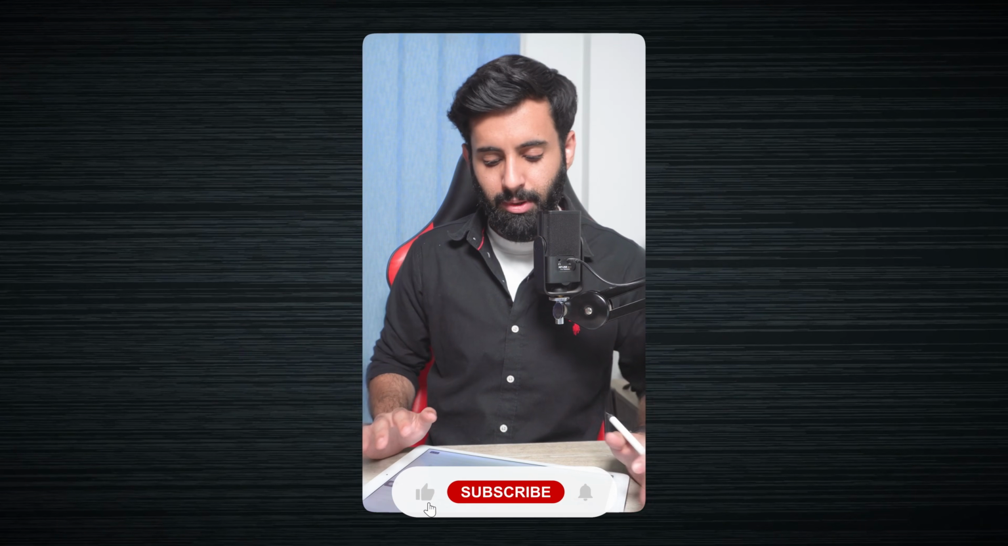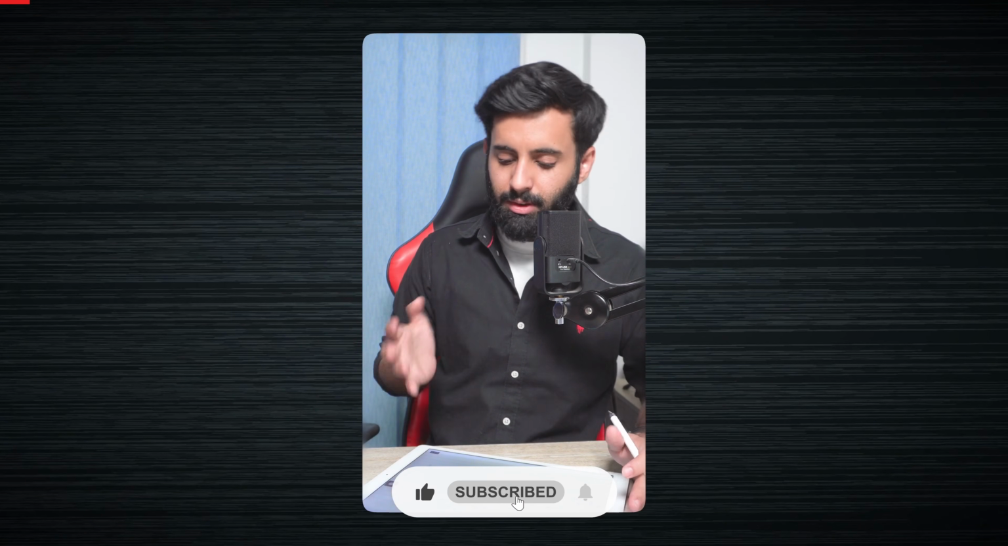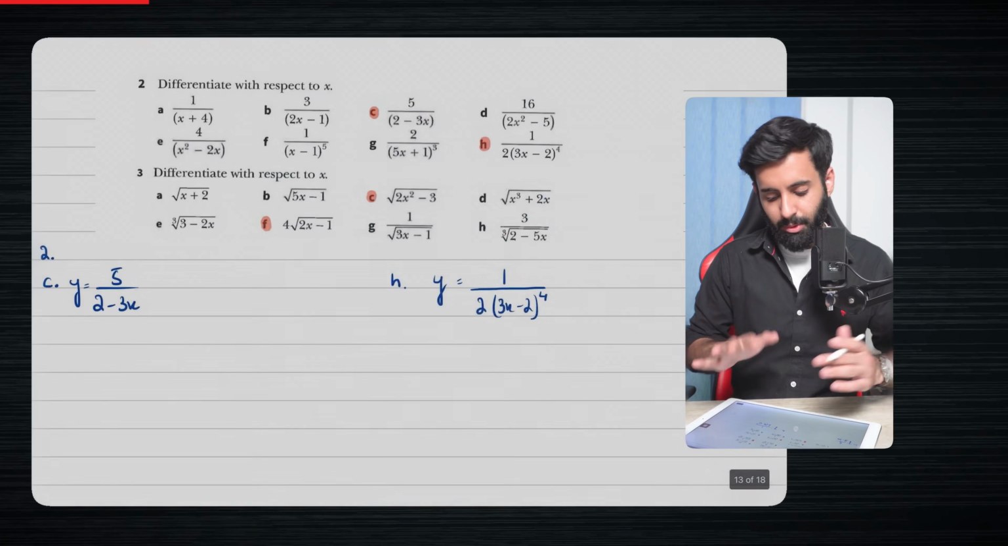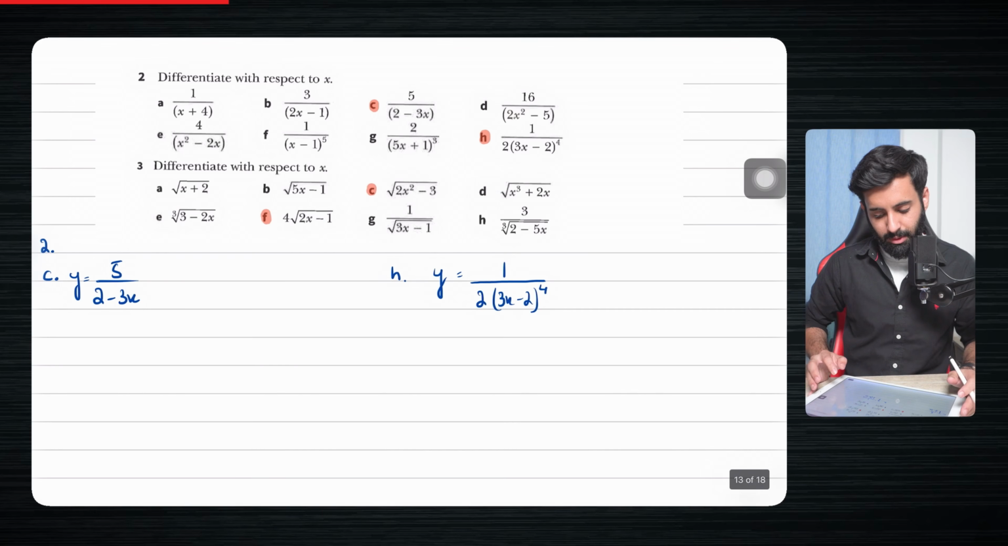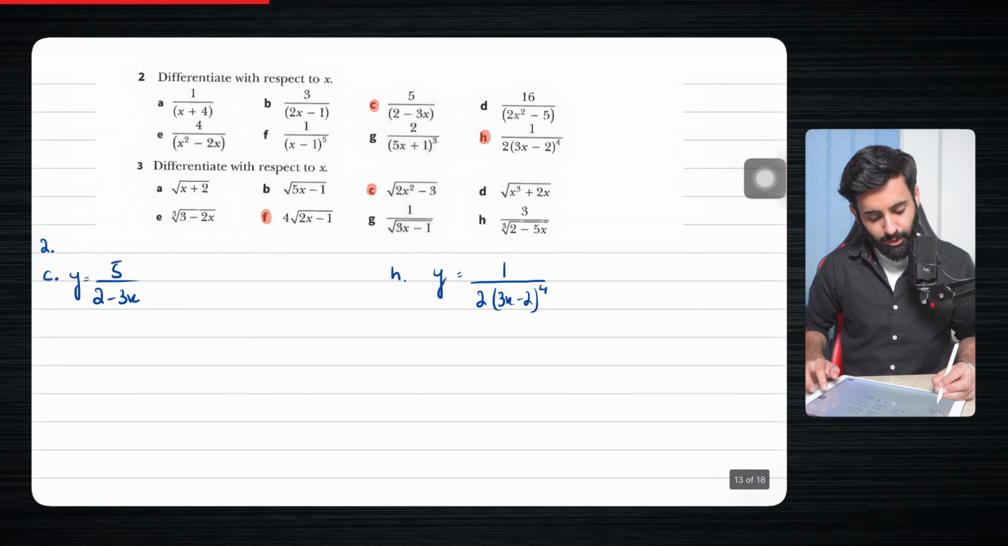So in this video, we're going to be solving some complex questions of how to differentiate composite functions. And this is from the same exercise 12.2 and question number 2. I'm going to do the highlighted parts as always. Okay, so we have a question here, which is part C of question number 2. It's 5 over 2 minus 3x.